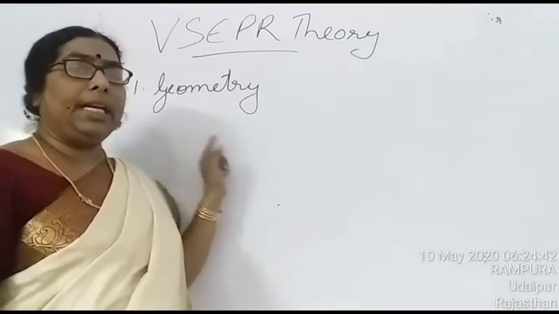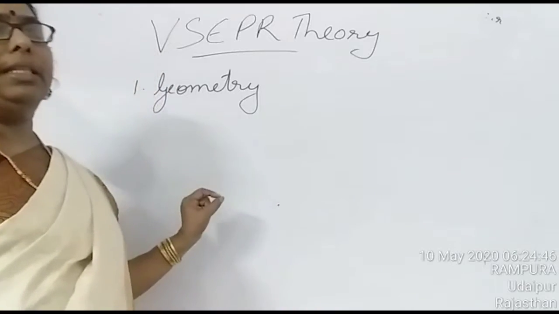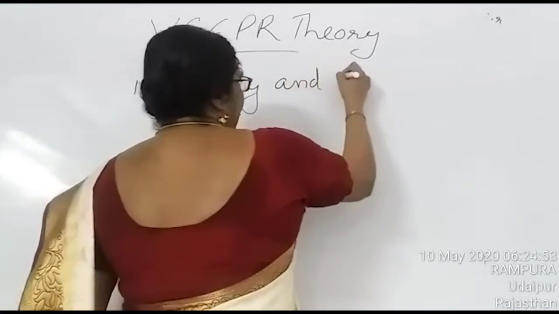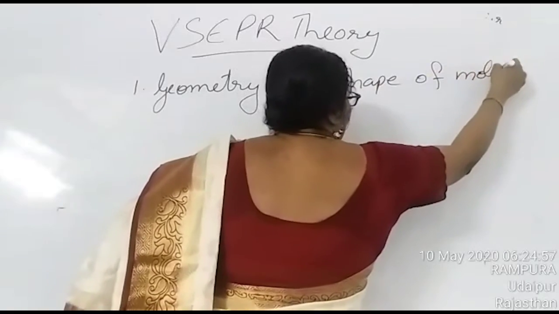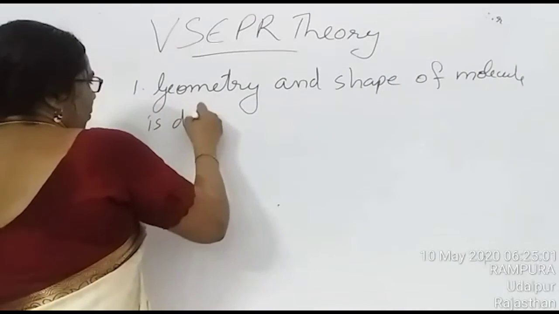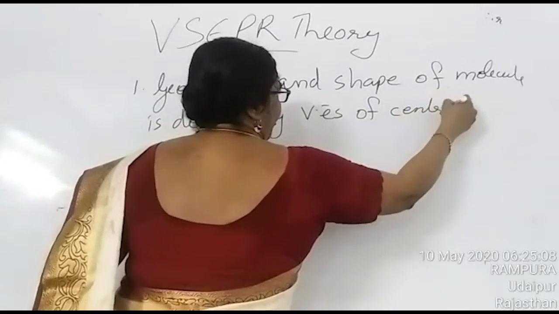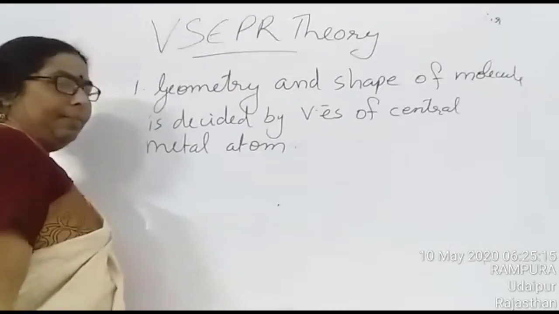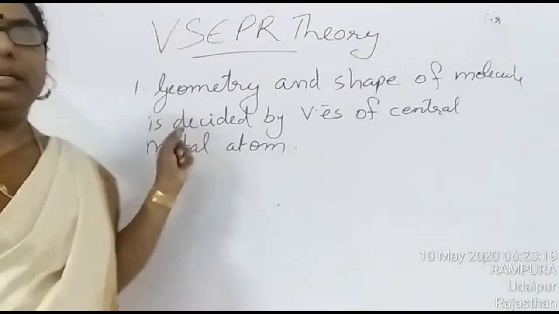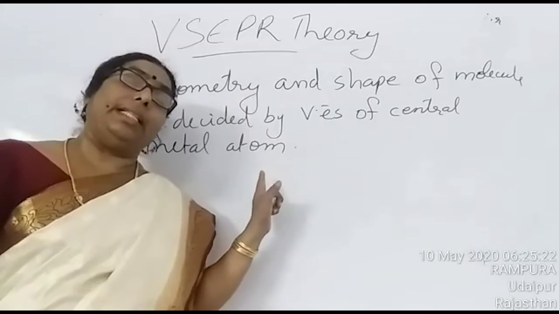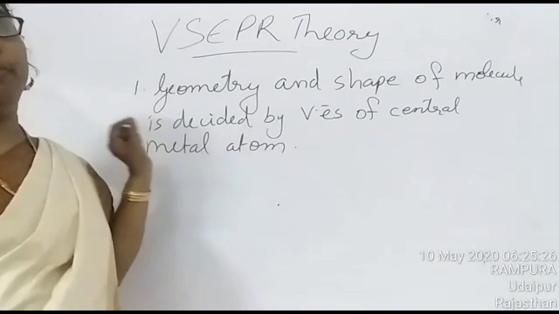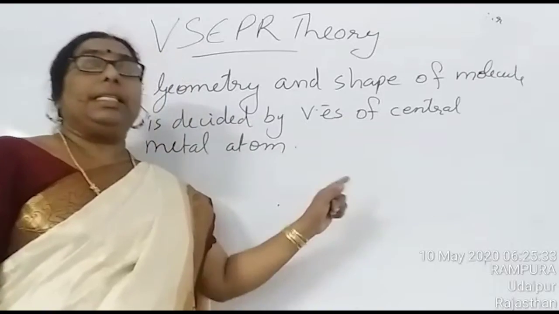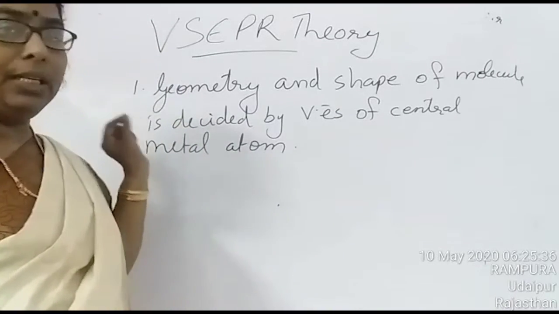That is, the geometry and the shape of the molecule is decided by the valence electrons of the central metal atom. Is it clear, children? That means if you consider any compound, the central metal atom, suppose carbonate. In carbonate, the central element, we can say, is carbon. So that will decide the geometry and the shape of the molecule. The geometry and shape of the molecule is decided by the valence electrons of the central atom.